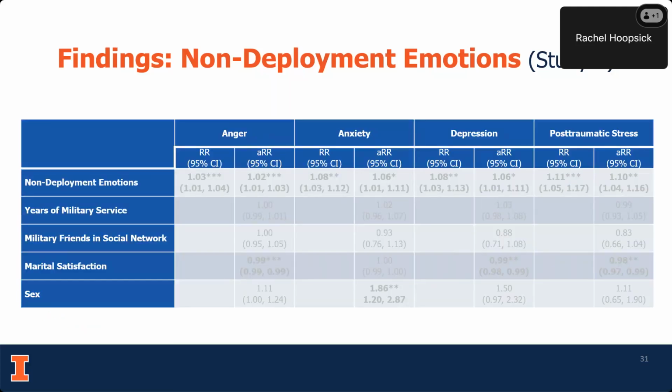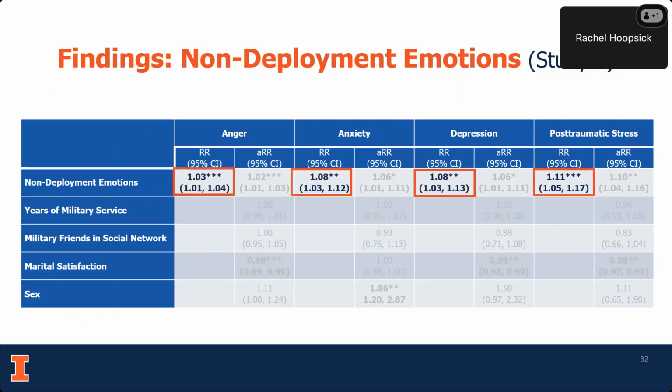So next, we examined the relationships between non-deployment emotion score and anger, anxiety, depression, and post-traumatic stress separately using negative binomial regression models to really better understand just the face validity of this measure. So we controlled for the soldier's years of military service, the number of friends that the soldier reported in their social network who are also in the military, their marital satisfaction, as well as their sex.